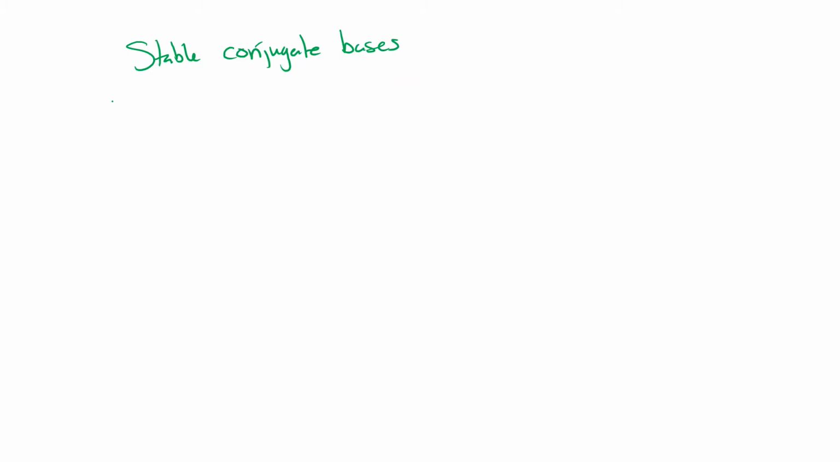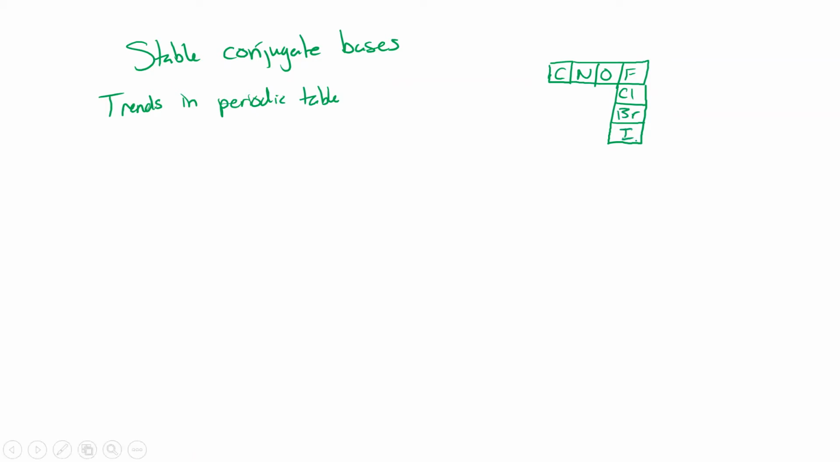The first thing that we're going to look at is trends in the periodic table. Now, this is easier to do in a classroom because there's usually a big periodic table to look at, but we're just going to assume that you remember what is where on the periodic table. So I'm going to draw a couple of elements from the upper right corner of the periodic table. Here is carbon, nitrogen, oxygen, fluorine, chlorine, bromine, iodine. And we're just going to compare how acidic things are that are attached to these elements.